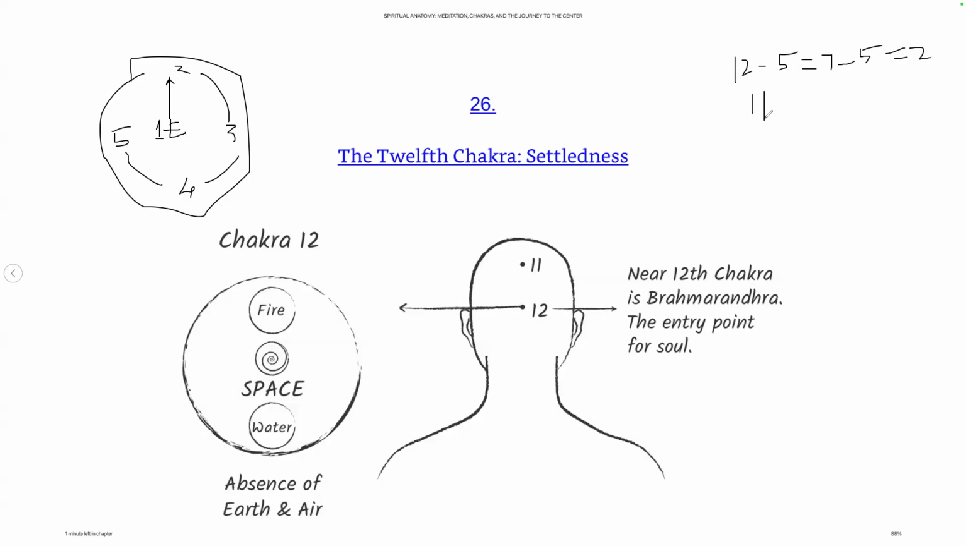Similarly, for example, 11 minus 5 is 6, 6 minus 5 is 1. So that means the 11th point is the same as, I mean, the position of the elements is the same as the first point. So now we know that the 12th point is the same as the second point. So you start from second, which is space or ether, and then third, 4, 5, and 1. So that's how you identify the positions of the elements in each point.